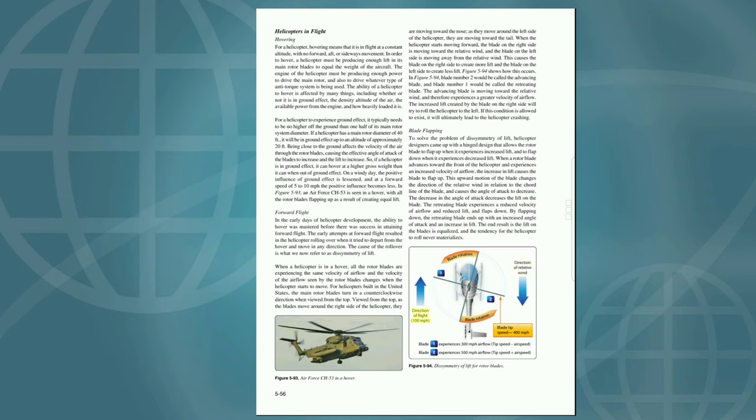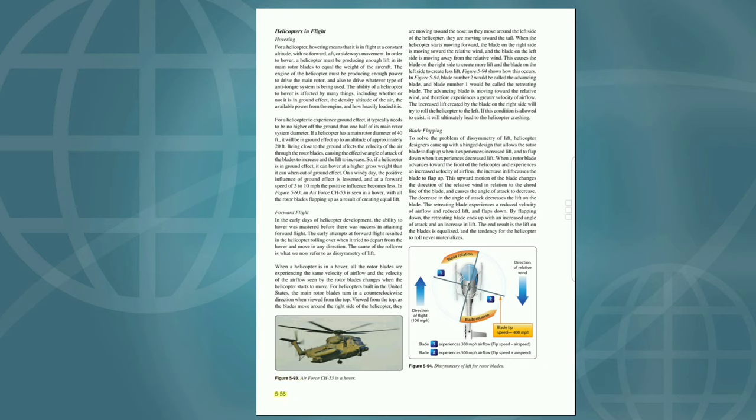Direction of relative wind. Direction of flight, 100 miles per hour. Blade tip speed, 400 miles per hour. Blade rotation. Blade experiences 300 miles per hour airspeed. Tip speed minus airspeed. Blade experiences 500 miles per hour airspeed. Tip speed plus airspeed. Figure 5-94. Dissymmetry of lift for rotor blades. Figure 5-93. Air Force CH-53 in a hover.